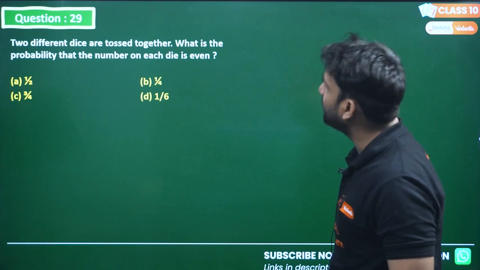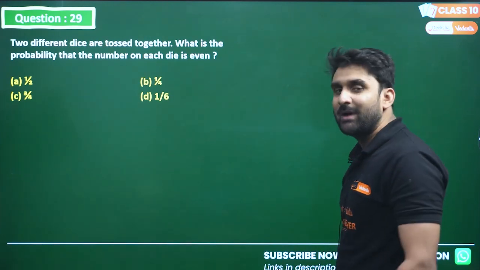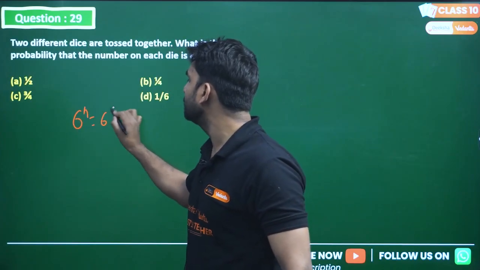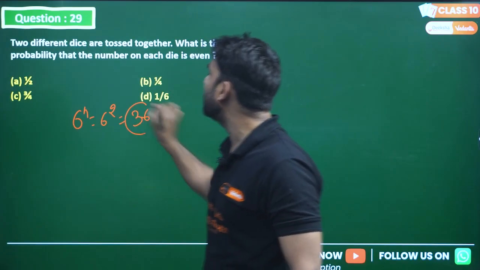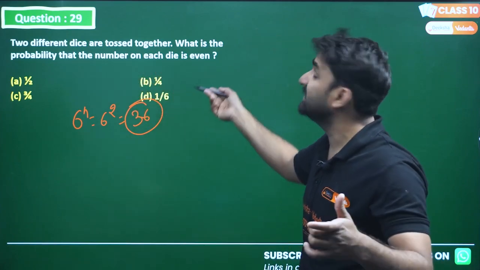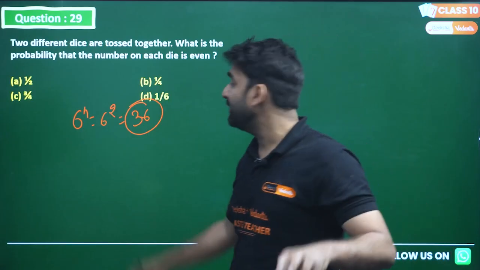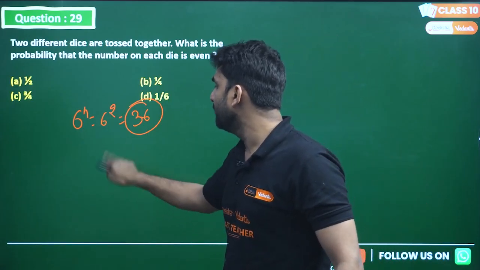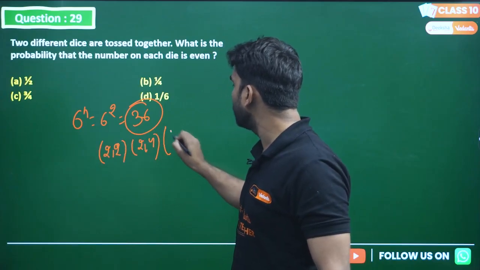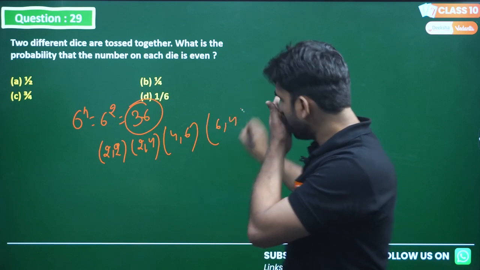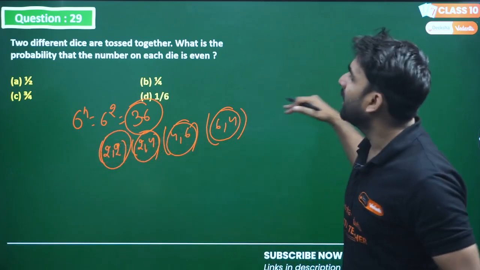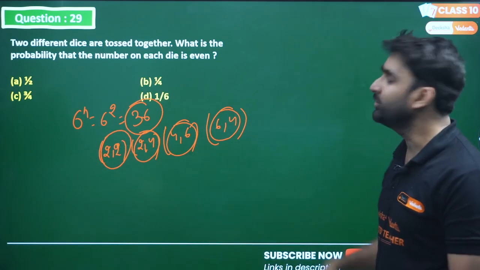Question number 29. Two different dice are tossed together. What is the probability? So my dear, we are throwing two dice. When we throw two dice, 6 to the power 2, how many total possible outcomes may occur? 36. But the question is the probability that the number on each die is even. Means on both dice, the number should be even. Means 2, 2 will be considered, for example 2, 2, 2, 4, 4, 6, 6, 4, and so on. Both numbers should be even. So count all the possibilities in which both dice will show an even number.